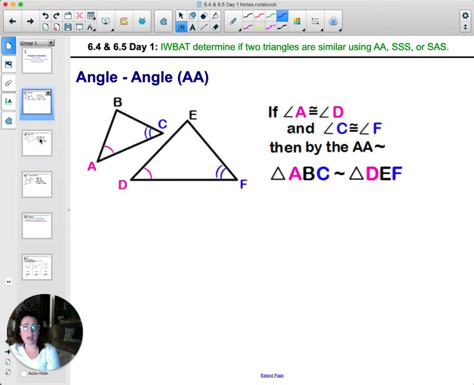So if any two triangles have the same angle measures, they're actually similar to each other automatically. So if you ever see that two angles are congruent, that will force the third one to be congruent as well and force the triangles to be similar.